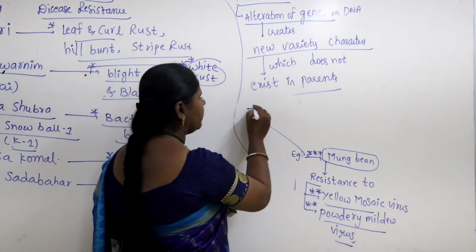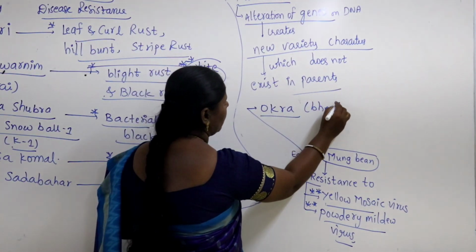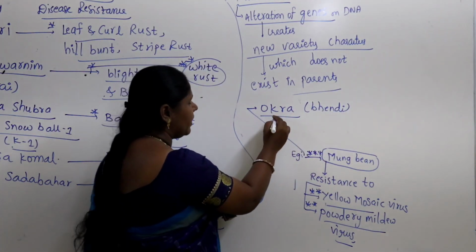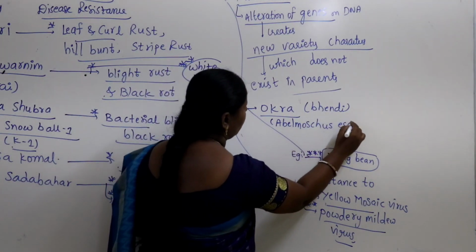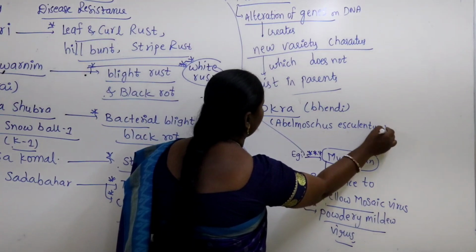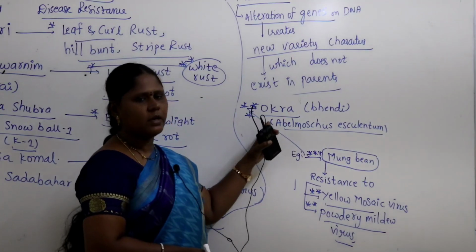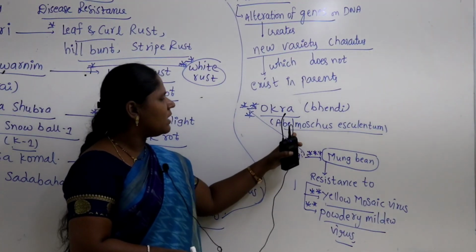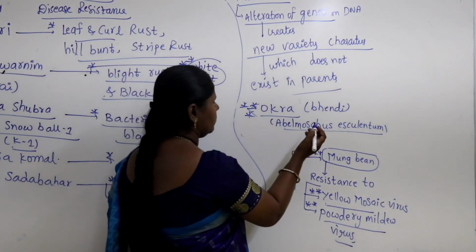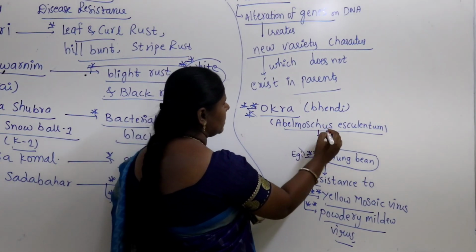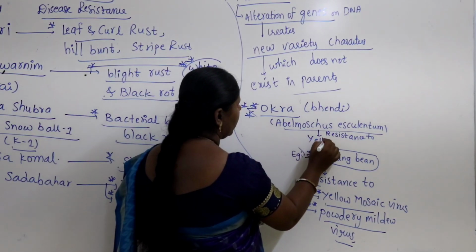And take another example, which is nothing but okra. Okra is nothing but what? Bendy. So you know lady's finger, right? What is the scientific name of that? Abelmoschus esculentum. Abelmoschus esculentum, very important. Okra is commonly called bendy. What is the scientific name? Abelmoschus esculentum. Even this okra also shows resistance to yellow mosaic virus.